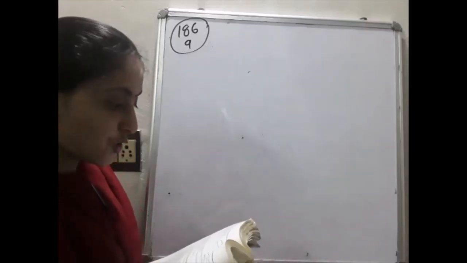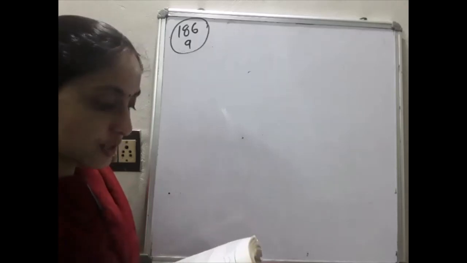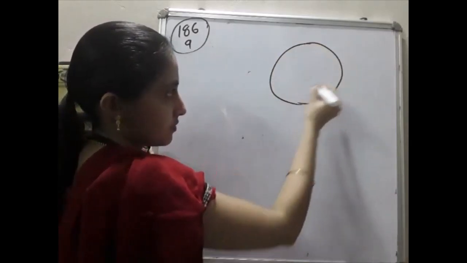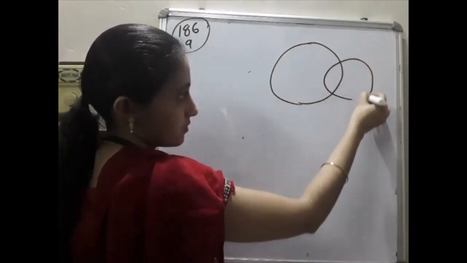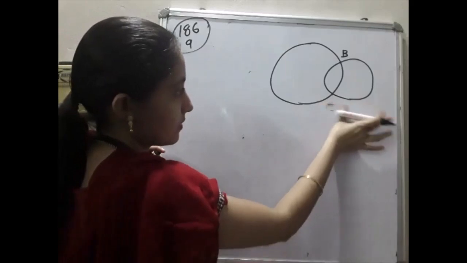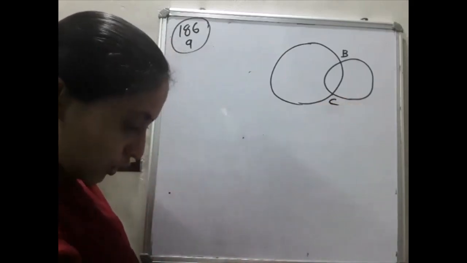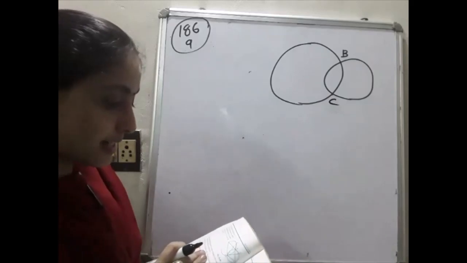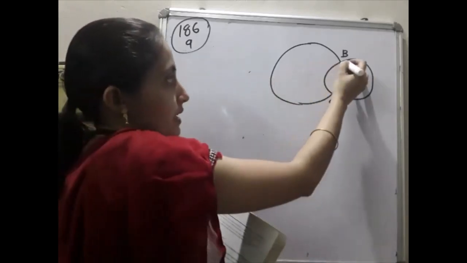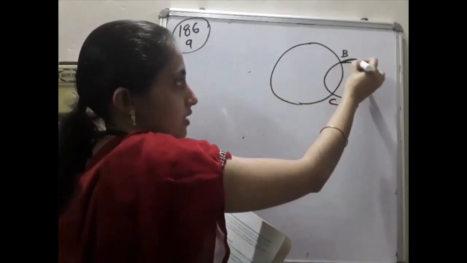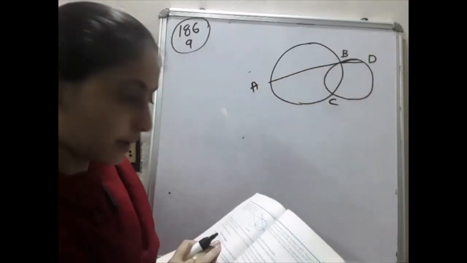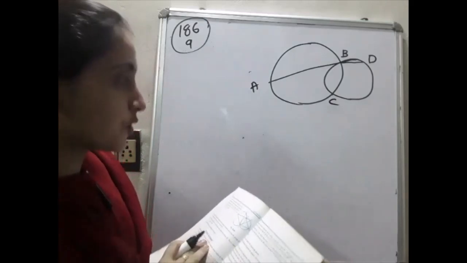So can we start? Two circles intersect at two points B and C. So we have to draw two circles, intersecting at B and C. Through B, two line segments ABD are drawn. Then one more is there, PBQ.